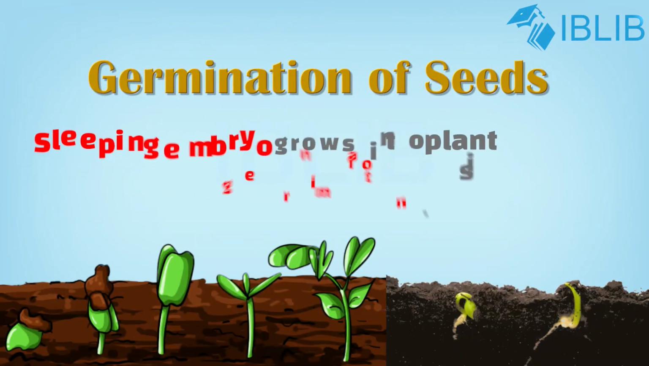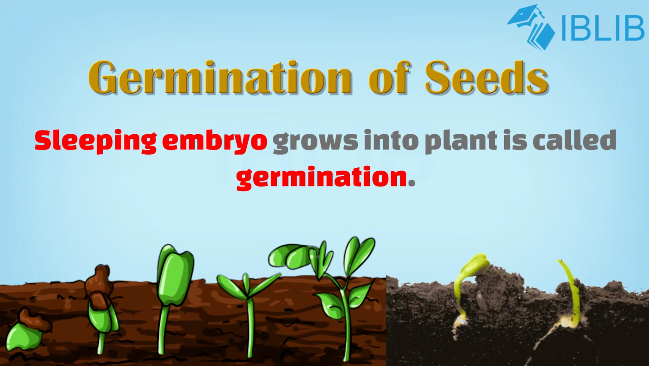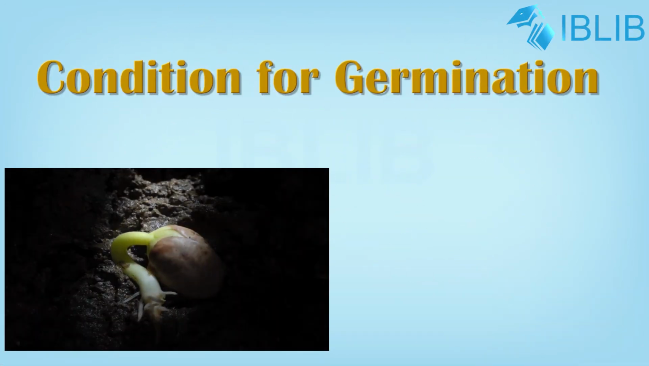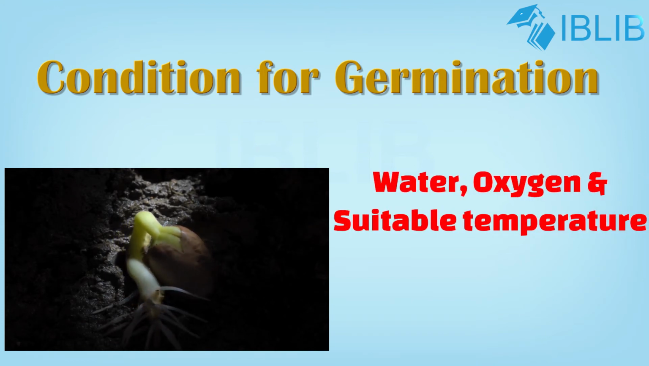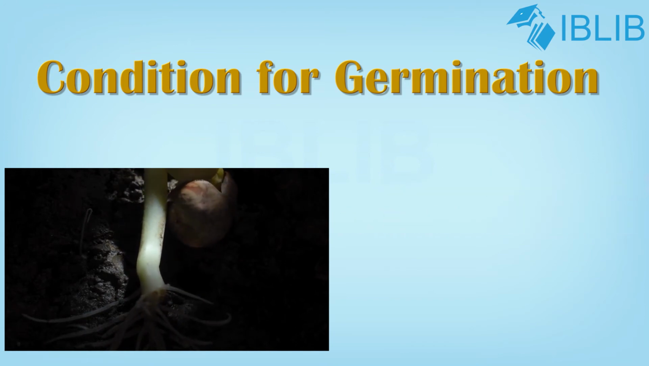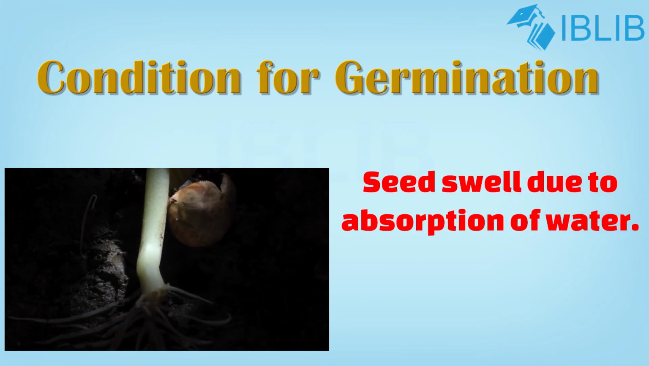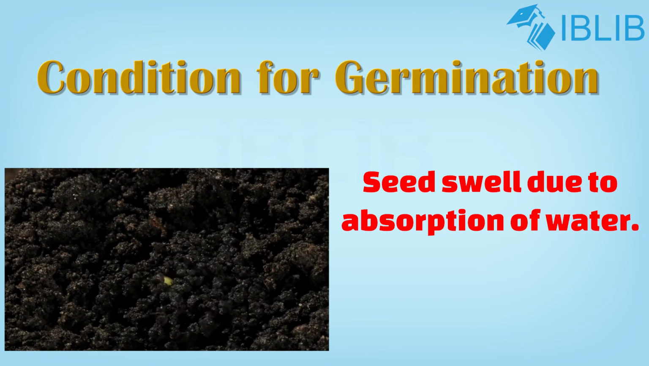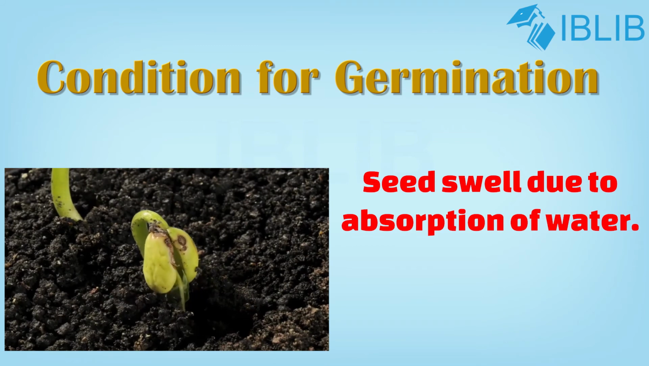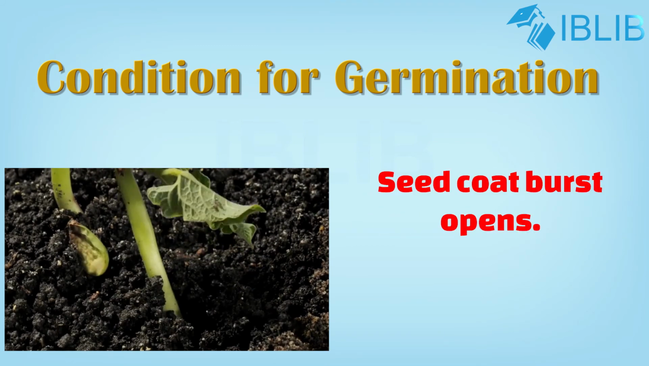Germination of seeds. The process by which a sleeping or dormant embryo becomes active and grows into a new plant is known as germination. Conditions necessary for germination. The conditions necessary for germination are water, oxygen and suitable temperature. On availability of these conditions, the stored food inside the seed dissolves to provide energy to the embryo. The first sign of germination is the swelling up of the seed due to absorption of water. The seed coat becomes soft and bursts open.